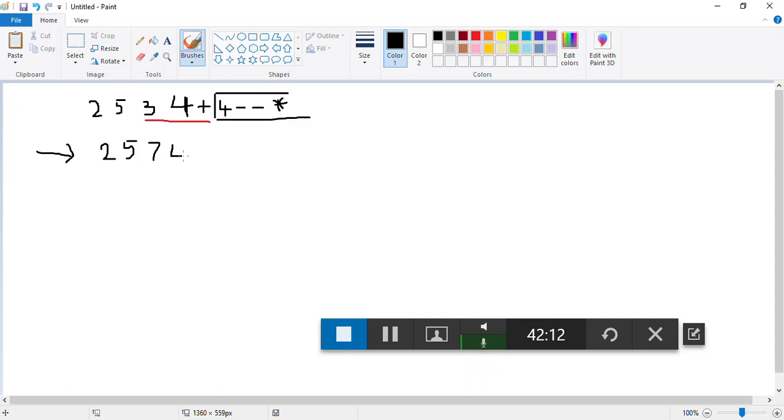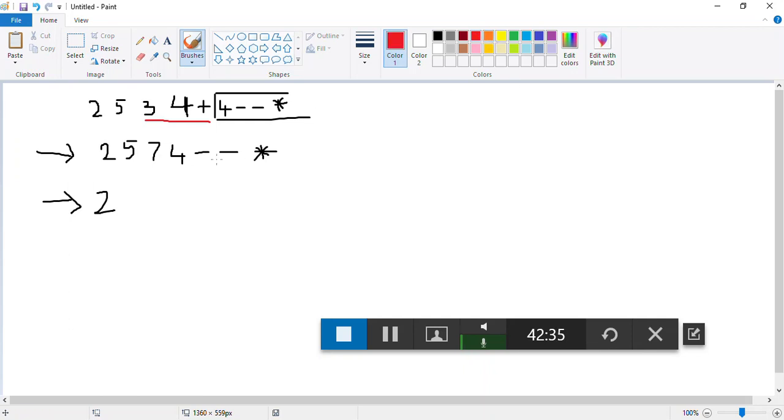What is remained? 4 minus star. Okay, again now 2 5 7 4 minus. Now you see, minus is an operator.